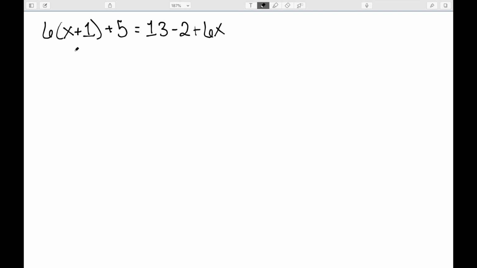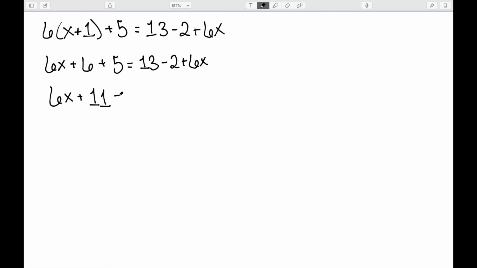Next, 6(x + 1) + 5 equal to 13 - (2 + 6x). Let's start by simplifying. 6 times x is 6x. 6 times 1 is 6. And then I have a plus 5. The right-hand side, 13 minus (2 plus 6x). Now let's combine things. The left-hand side has a 6 plus 5, that's 11. The right-hand side, 13 minus 2 is 11.